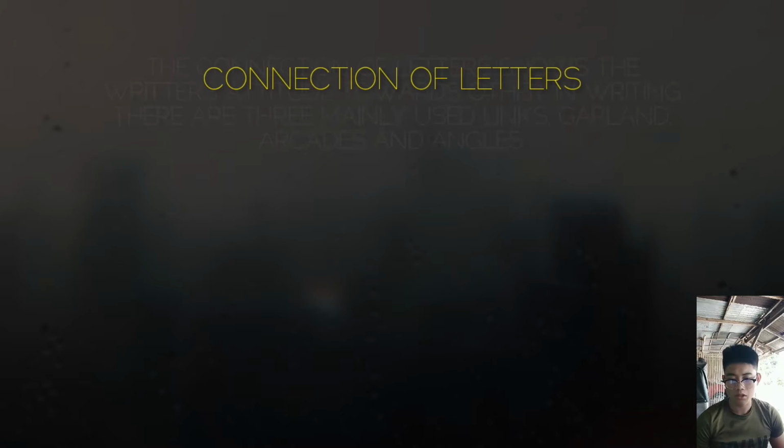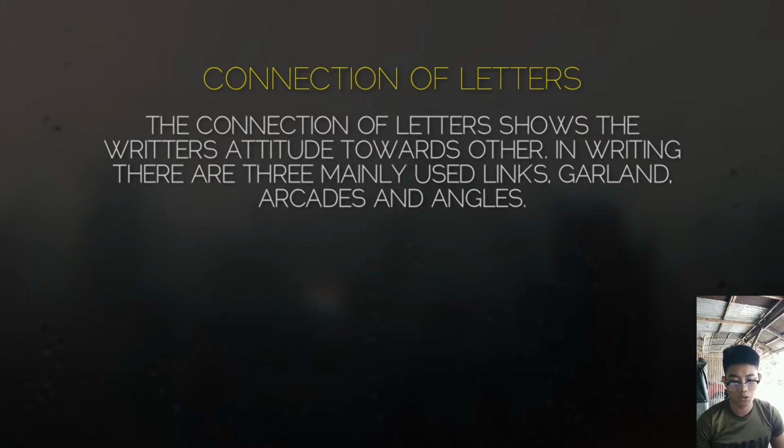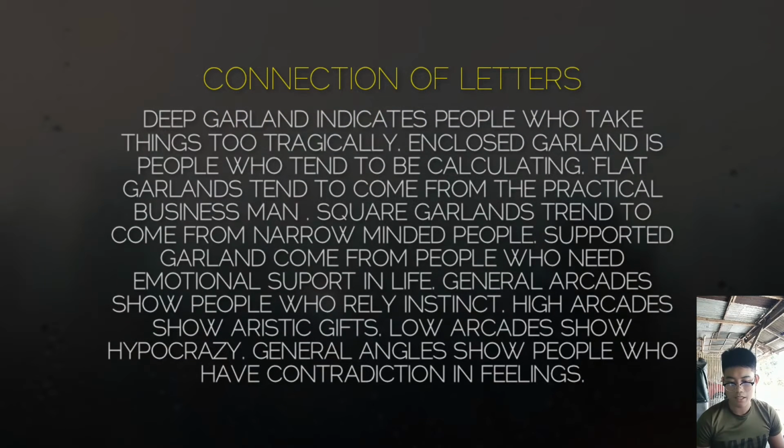Okay, next, connection of letters. Sabi dito, the connection of letters shows the writer's attitude toward others in writing. There are three mainly used: link, garland, arcades, and angle. So, dito sa connection of letters, it represents naman the attitude of the writers. Sabi pa dito, deep garlands indicate people who take things too tragically. So, ang mga deep garland naman daw, sila daw yung may mga malulungkot na kasaysayan. Sabi, next is close garland.